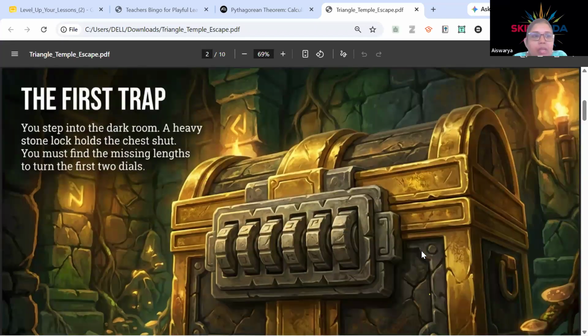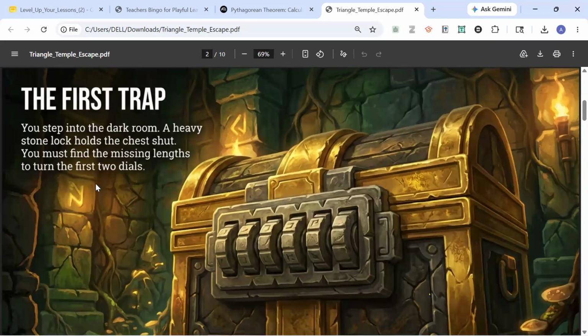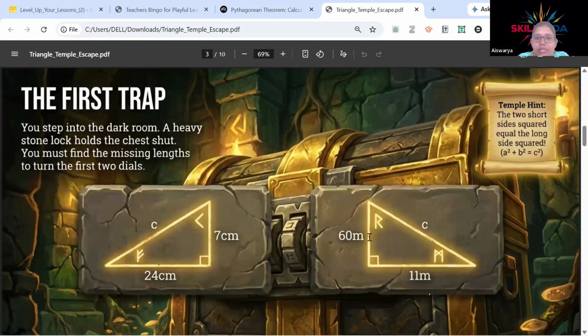Look at this. The first trap. You step into a dark room, a heavy stone lock holds the chest. You must find the missing length to turn the first two dials. So can you see this? The same worksheet problems. Can you see how I have made it as a quest or an escape room style, where students have to identify this simple problem from geometry? I have turned it into a missing length dial where students have to identify these C.